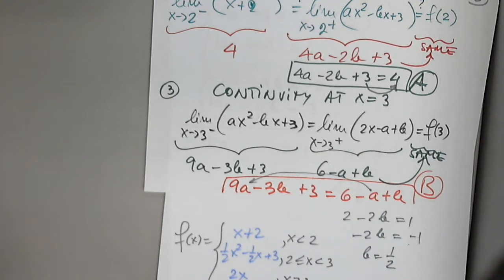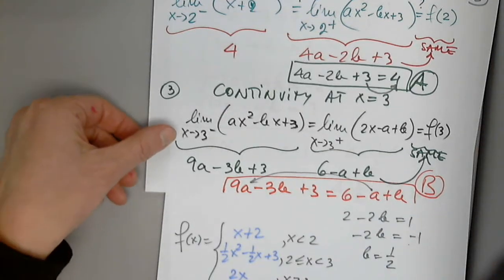The continuity at the point has 3 pieces. I have to show all 3 pieces: limit from the left, limit from the right, and the function value. Even though the function value is going to be equal to one or the other, it doesn't matter, I have to show it. Yes, very good question, actually.